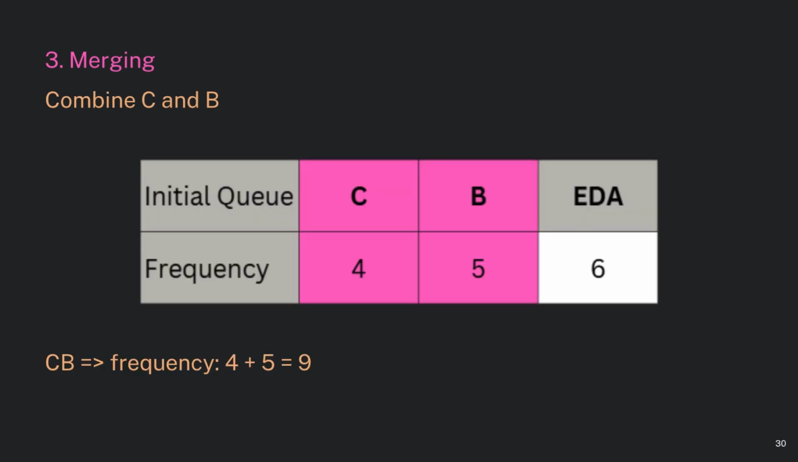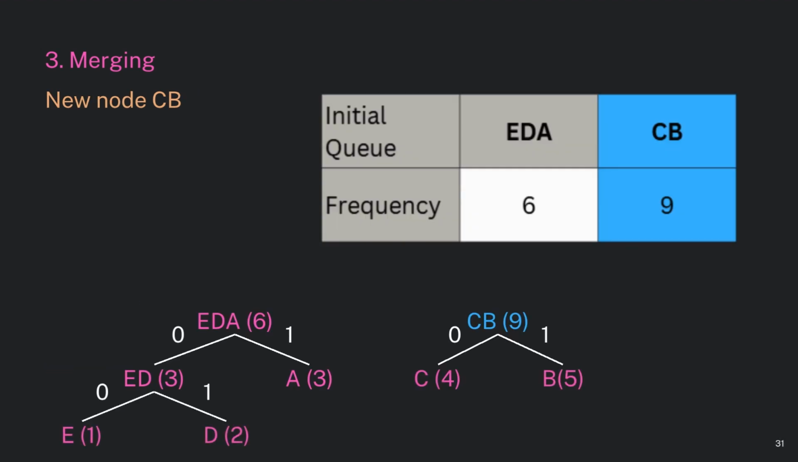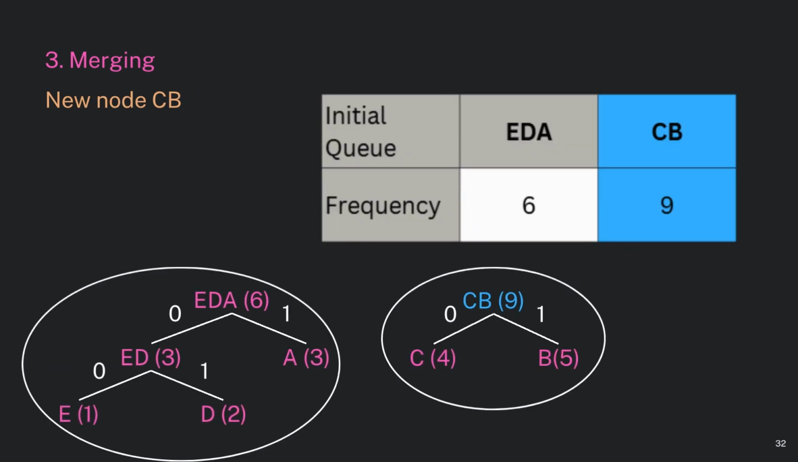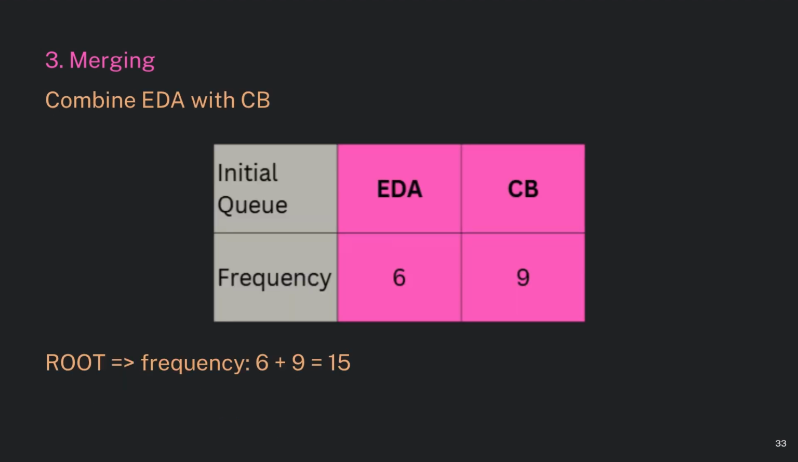Now, the next two nodes are C and B. I'm combining them and creating a parent node called CB, which has the summed frequency again. And again, I am putting it back to the queue. As you can see, however, since C and B is not related with EDA yet, they are separate trees for now. Now, we have EDA and CB as our next two nodes to be combined.